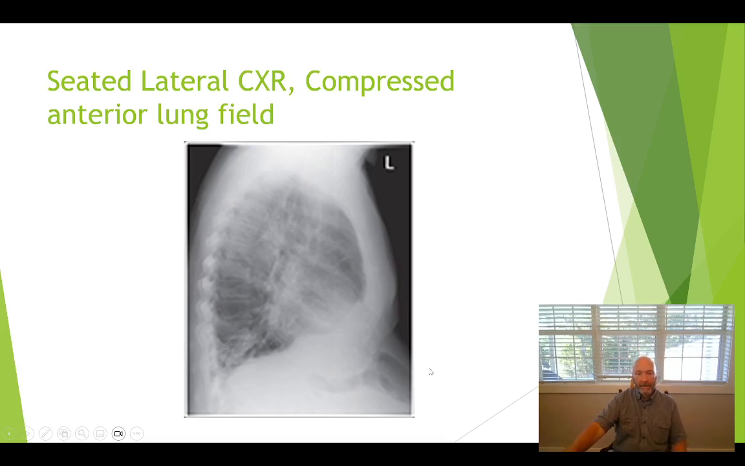So this is what we get whenever we have a seated lateral chest X-ray. So sometimes patients can't stand up, and you need to do them seated, and that's fine. Sometimes you got to do what you got to do. In the Martinson book, if you ever get the Martinson book and you read through it, what it will call this is foreshortening of the anterior lung field. And I disagree with the wording. The sentiment I completely agree with.